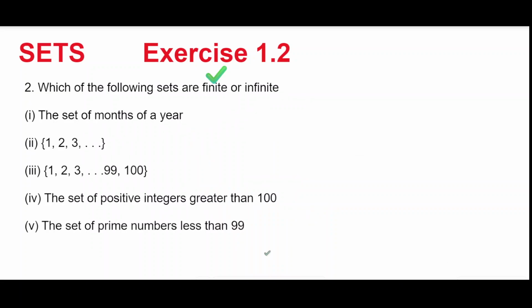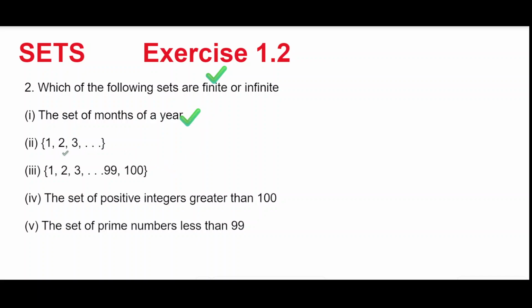Now here, which of the following sets are finite or infinite? In this whole solution, we will use the check symbol, green symbol, for finite only, and the remaining will be infinite. So the set of months of a year, yes, we can limit it because there are a fixed number of months, Jan, Feb, March, April, up to December. So this is finite.